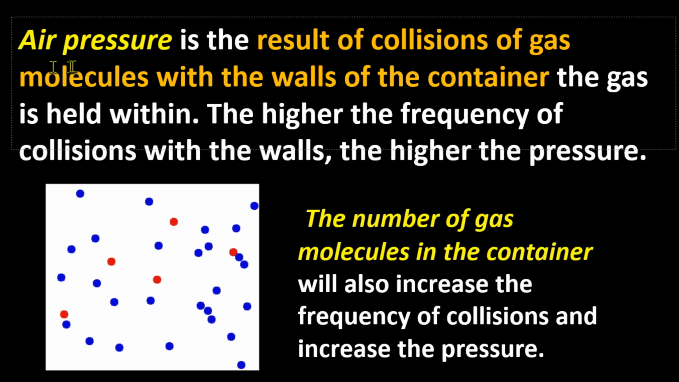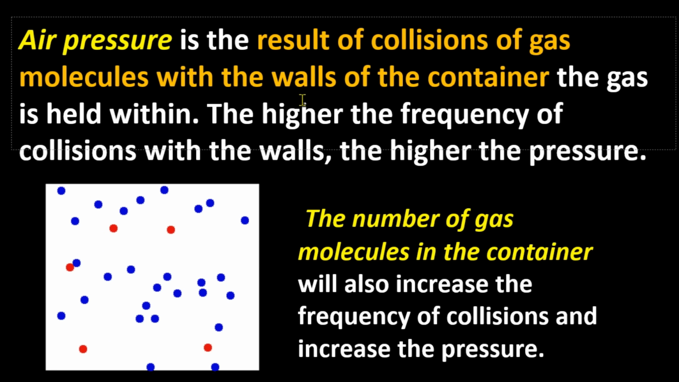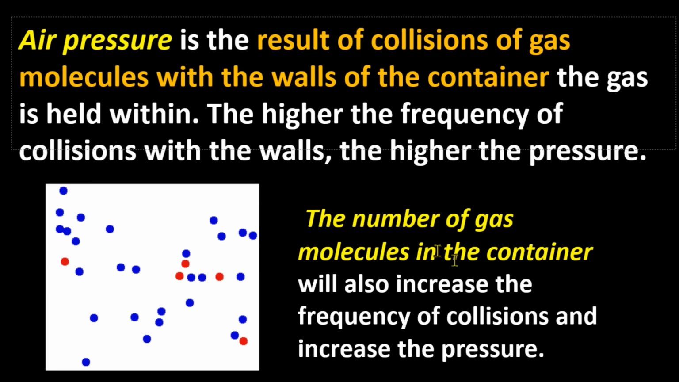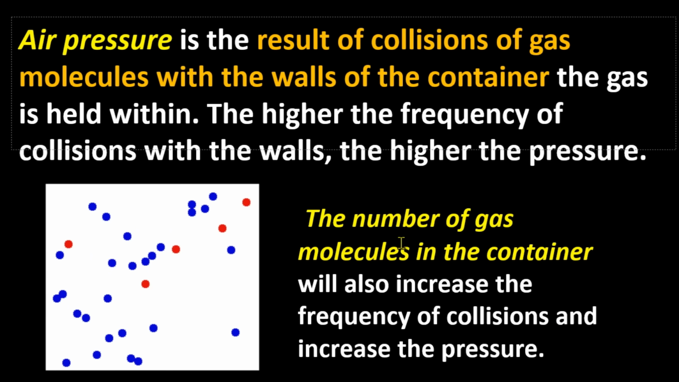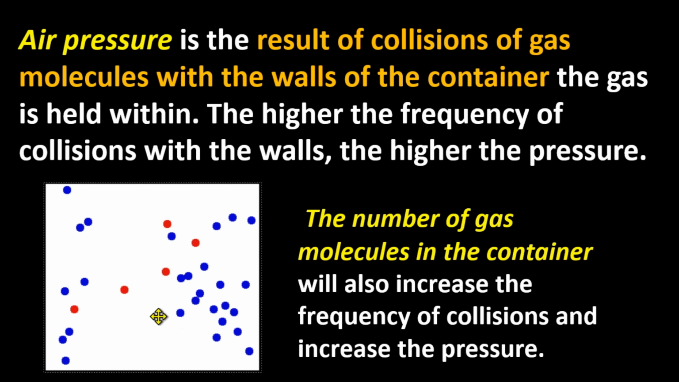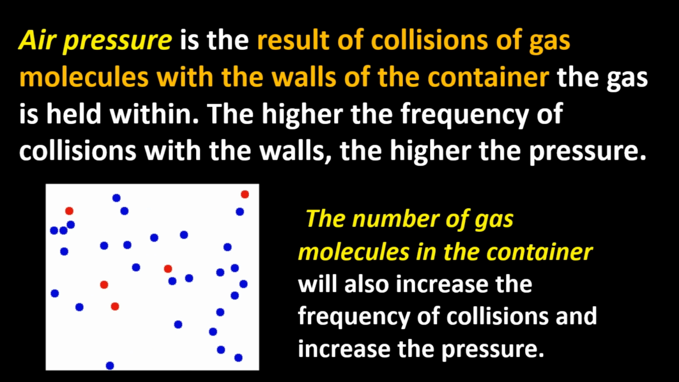Air pressure is the result of the collisions of gas molecules with the walls of the container that the gas is held within. The higher the frequency of collisions with the walls, the higher the pressure. The number of gas molecules in the container will also increase the frequency of collisions and increase the pressure. Basically, if you have more molecules in here, you're going to get them colliding with the walls more and more often, and that's going to increase the pressure.